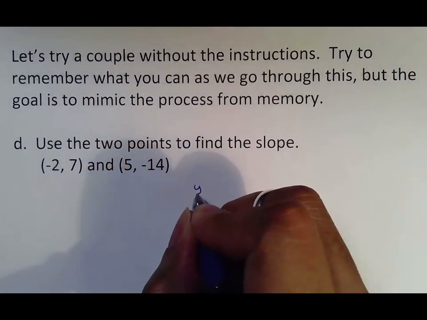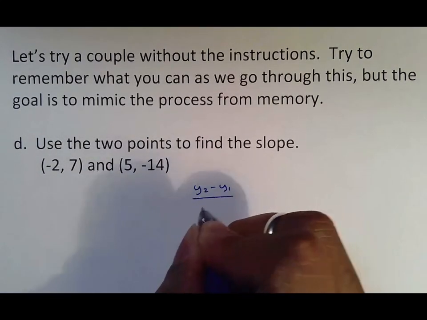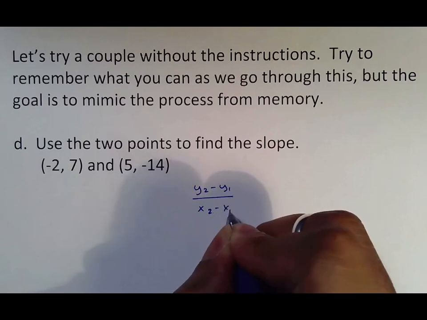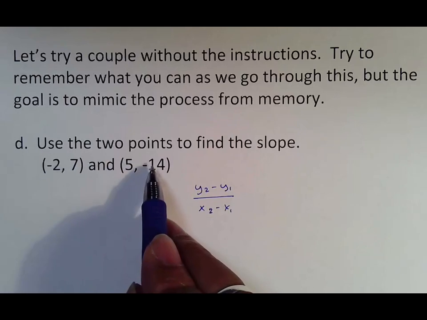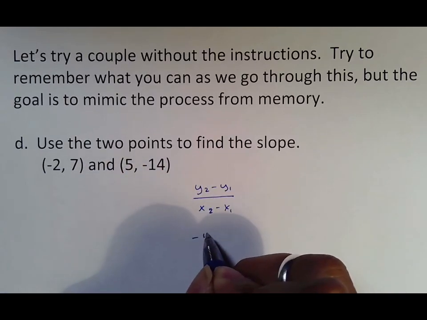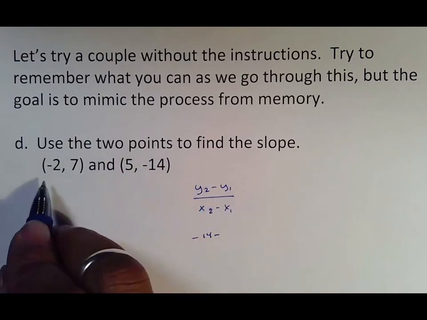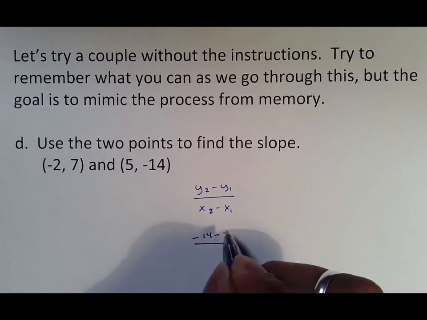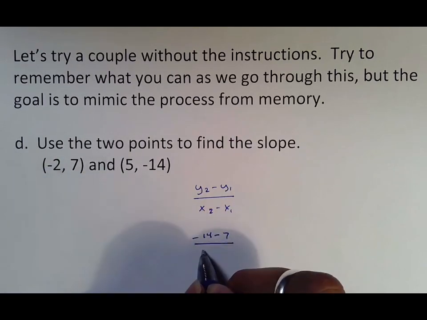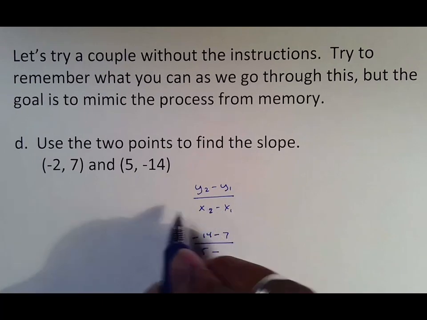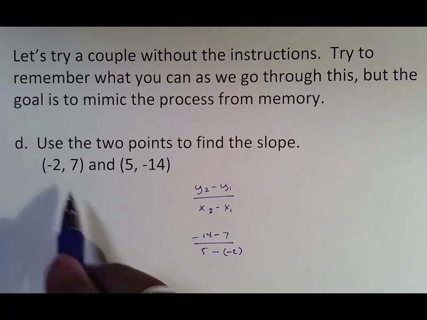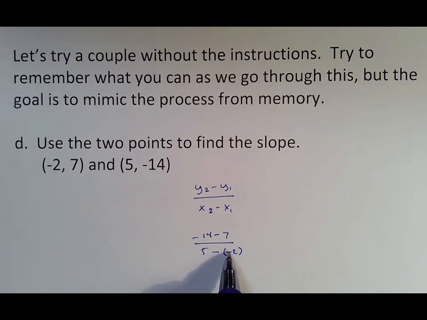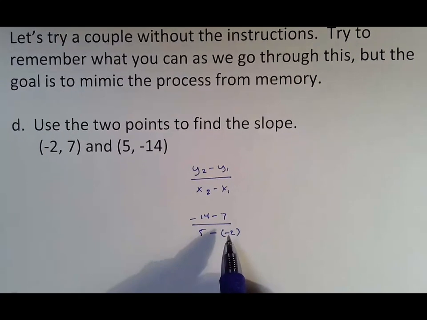When you're doing that, the best way to do this is to write the formula first, which is y2 minus y1 over x2 minus x1. And then make sure you use your training. y2 is the second y, which would be -14, minus y1, the first y, which is 7, over x2, the second x, which is 5, minus x1, which is your first x, which is -2. Now pay attention to the fact that -2 made you put it in parentheses because it's negative. It's x2 minus x1. Even if that's negative, you have to respect it.